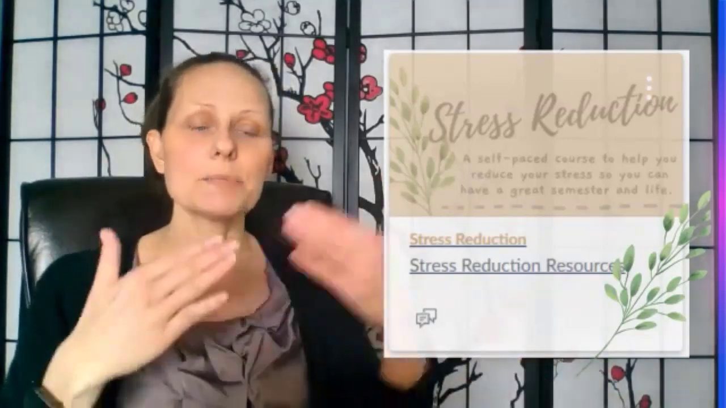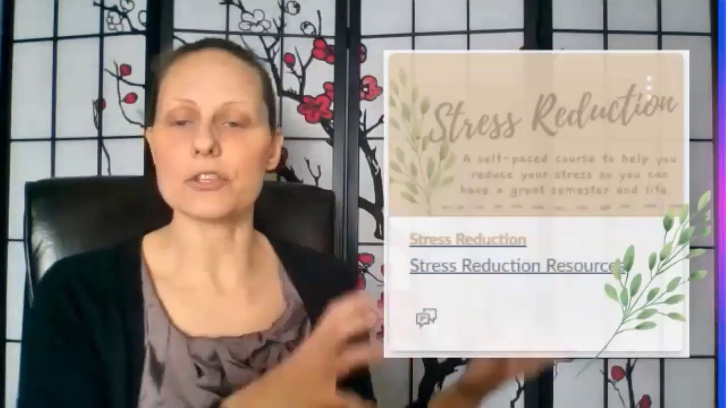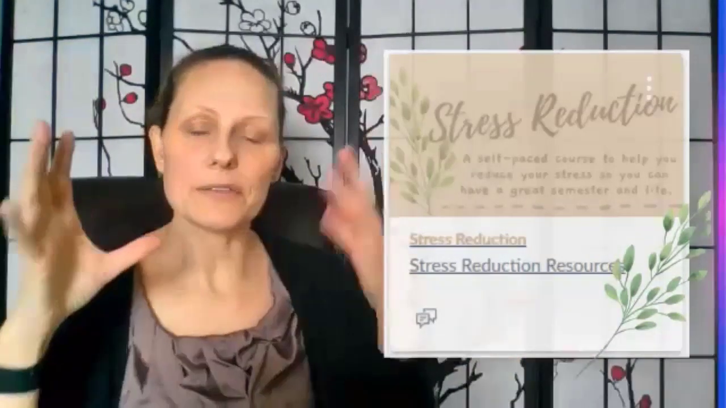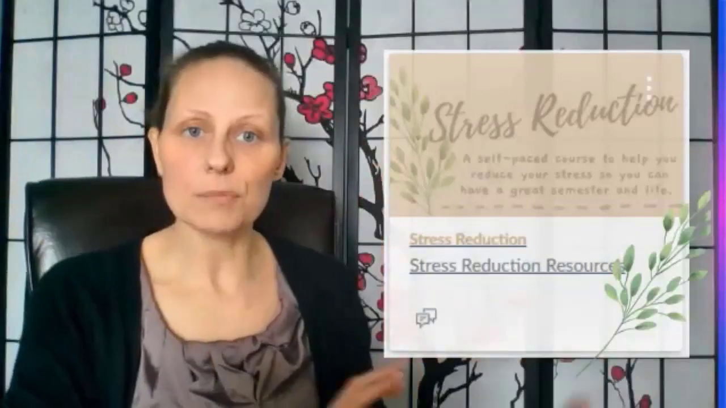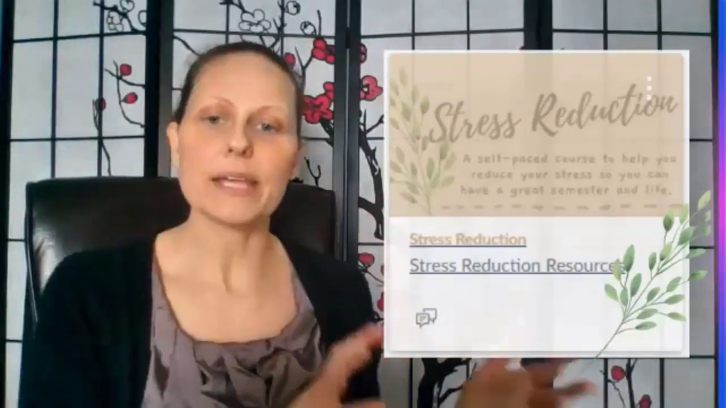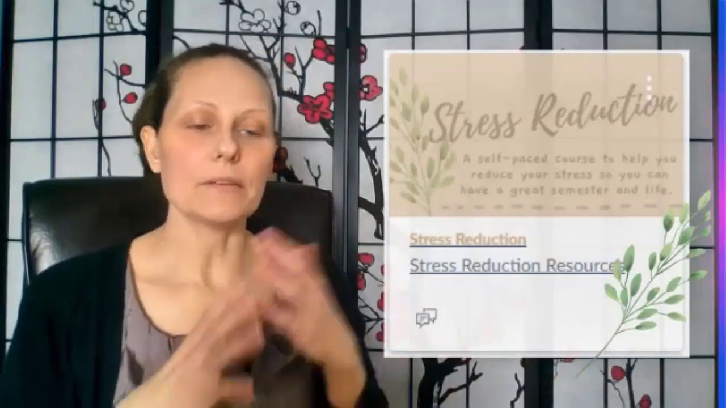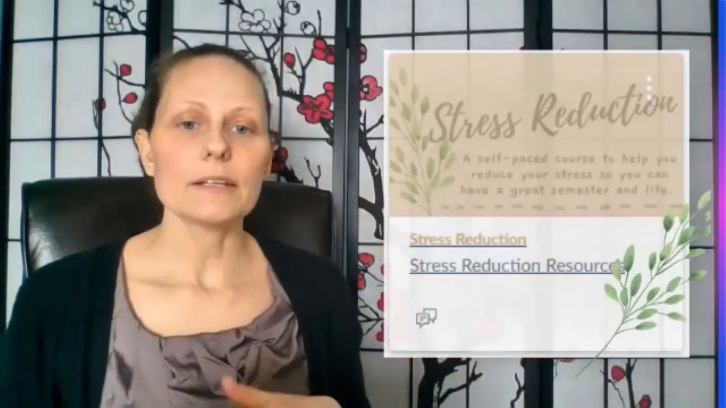So I split it up into five modules. The first module is a quick 15-minute video of me going over kind of what we'd already talked about, which is the biology of stress. So I talk about the fight or flight. I talk about the rustling in the bush and that brain pathway, very, very quickly. And so that's the first one.